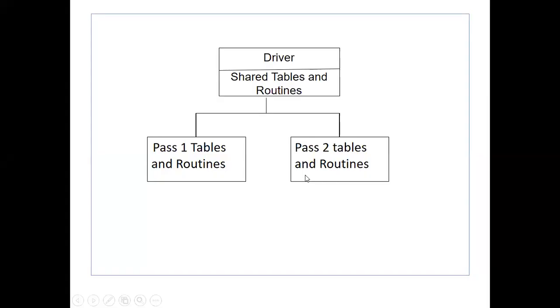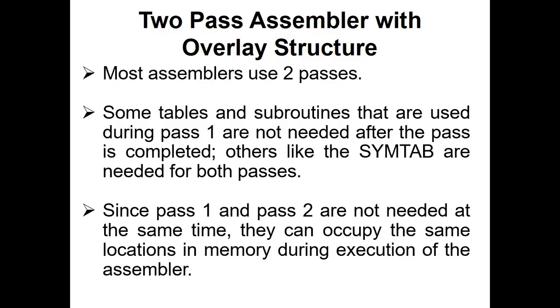Okay. I was saying that tables and the routines which are used by both passes will not leave memory at any one time. But tables and the routines which are only local to pass one will be loaded only when pass one is running. And when they have finished running, the same memory space where they were loaded can now be loaded with the pass two tables and the routines. So in such a way, you are minimizing the total amount of memory being used by not loading all passes and the tables at the same time.